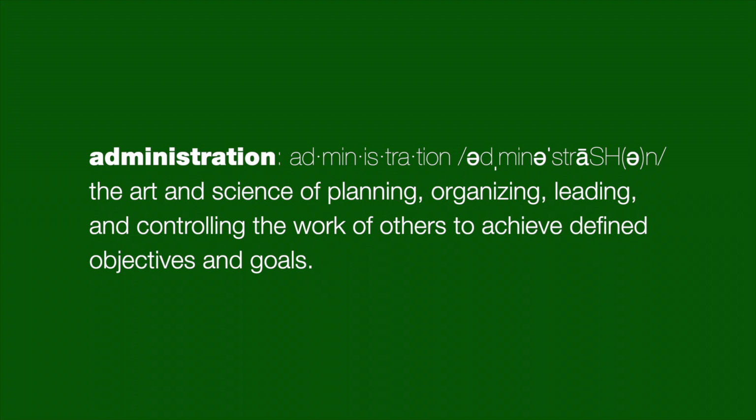Administration is defined as the art and science of planning, organizing, leading, and controlling the work of others to achieve defined objectives and goals. The church is an organic institution with members. The role of church's administration is guidance and direction as needed. However, this can seem an awfully lot like herding cats.